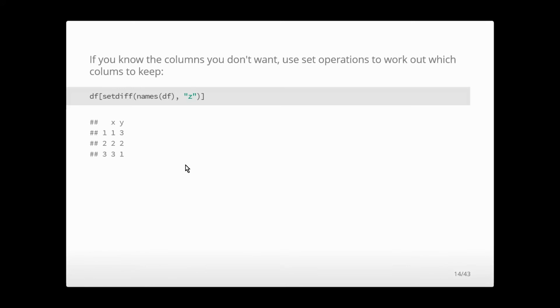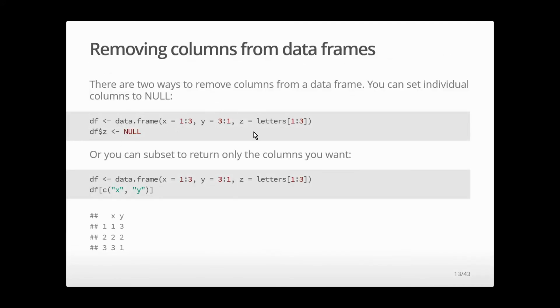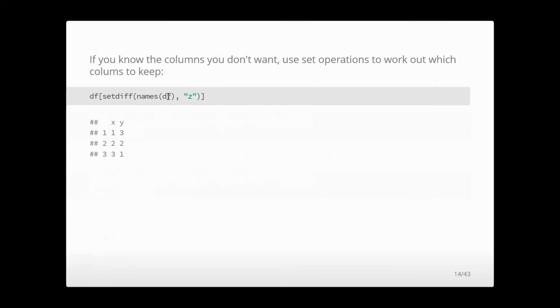And then you can use setdiff. Setdiff is one of the set operations, kind of like union and intersection. Setdiff is: give me the things in here that are not over here. So if the names of our data frame are x, y, and z, which ones are different from z? x and y. That's useful if you know which ones you want to get rid of.